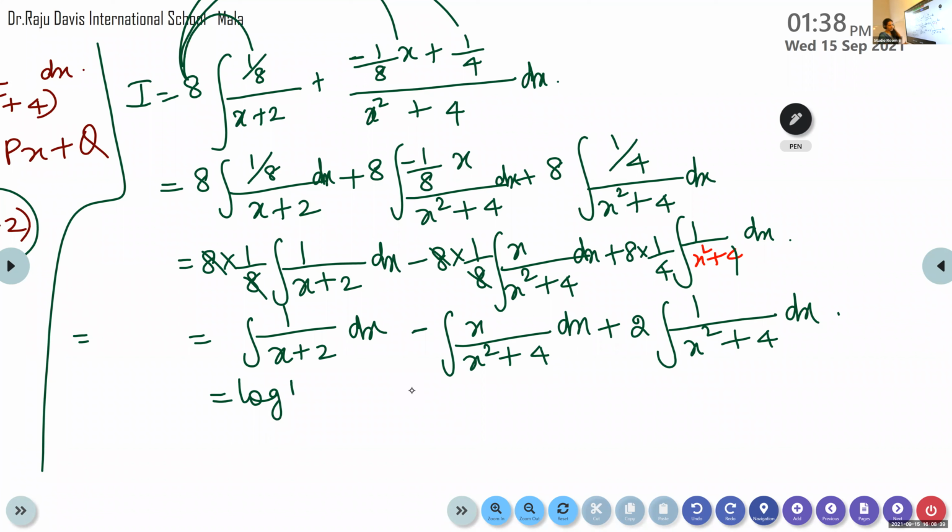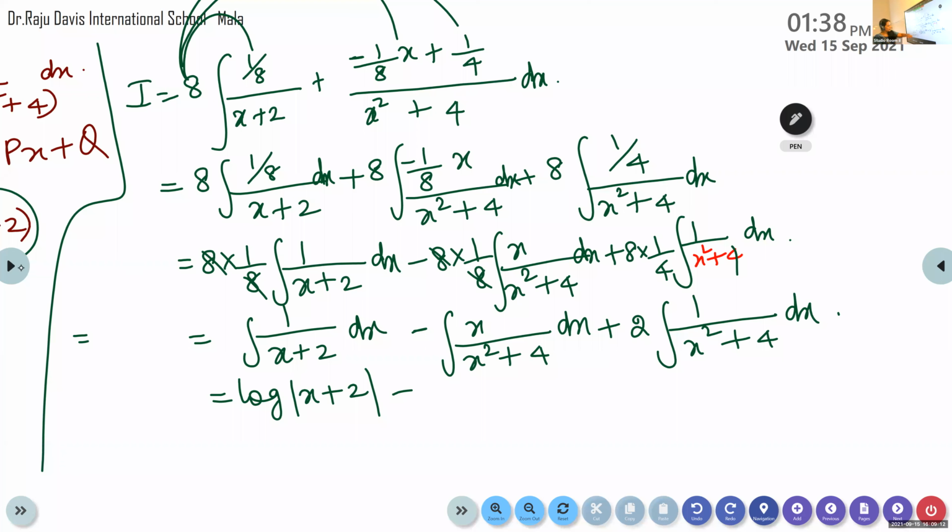Minus, look at the next term, x by x square plus 4. What is the derivative of x square plus 4? Emmanuel, what is the derivative of x square plus 4? 2x, isn't it? 2x plus 0. But here we have x; the 2 is missing. So what can we do? We can multiply and divide by 2.